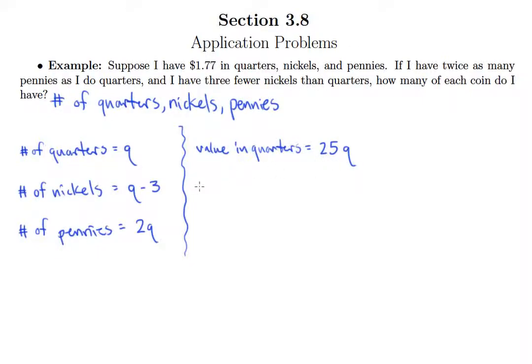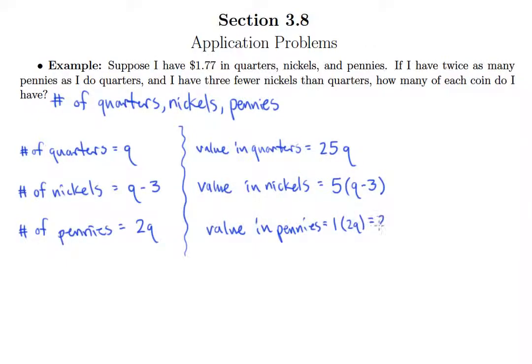The value in nickels is going to equal 5 times how many nickels we have? Well, we have Q minus 3 nickels. And then the value in pennies, I know this is a little silly, but I'm going to write it out anyway, is equal to 1 times 2Q, but of course I'll just simplify that to 2Q. But understand this is all in cents.